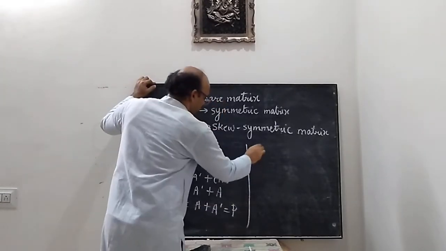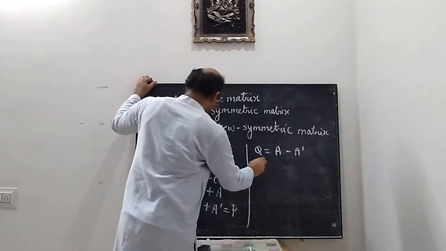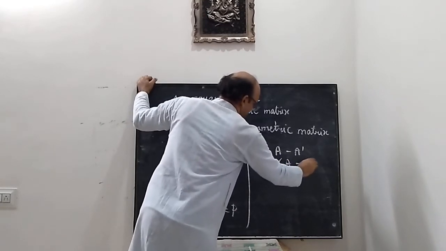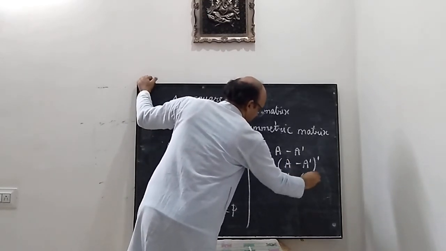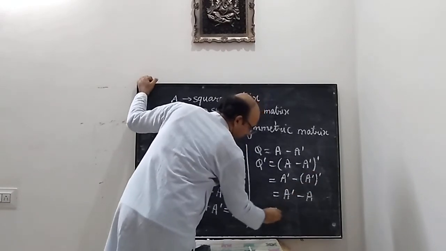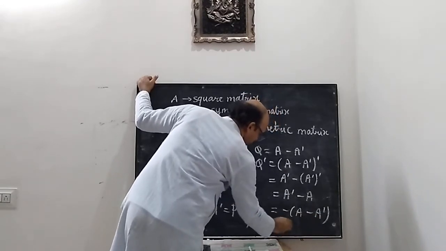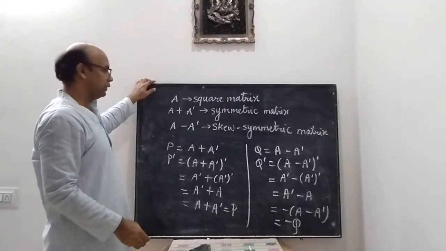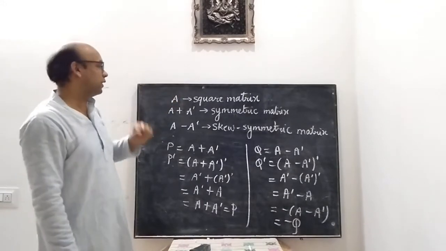Now if we talk about the matrix Q, this is A minus A transpose. So Q transpose is (A minus A transpose) whole transpose. This is A transpose minus (A transpose) whole transpose, which is A transpose minus A, and that is minus times (A minus A transpose). This is minus Q. So we can easily show that A minus A transpose is a skew symmetric matrix.